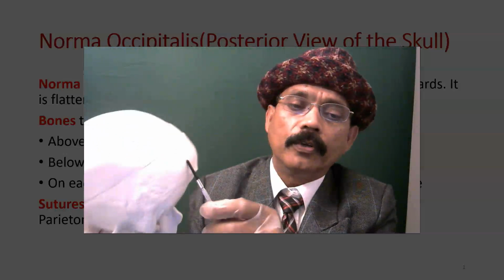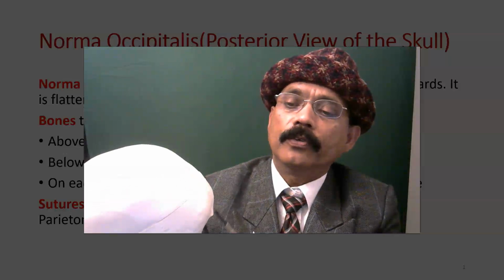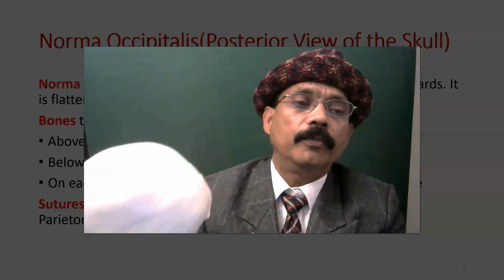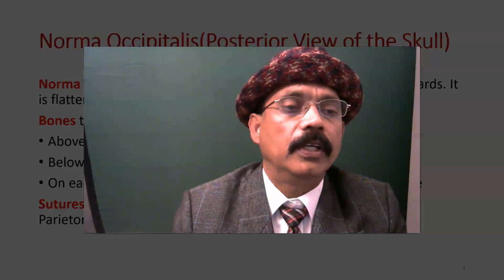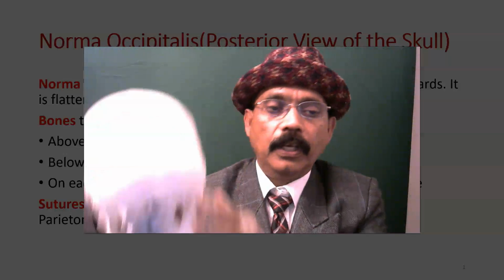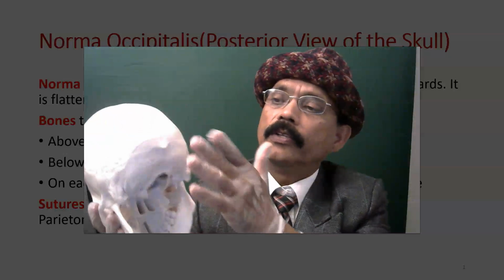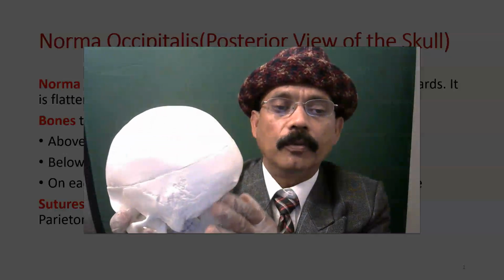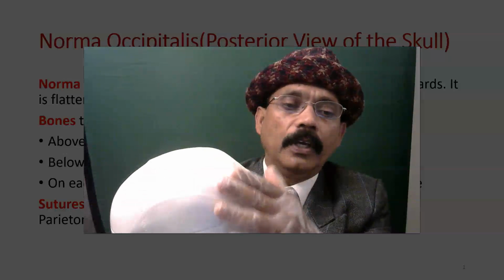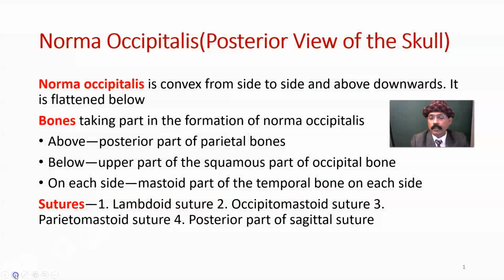Above the superior nuchal line we should have the highest nuchal line, not very distinct here, and it may be absent in many skull specimens. This is the mastoid process of the temporal bone. This is the occipital bone, and these are the parietal bones. Now we'll go to the next slide.